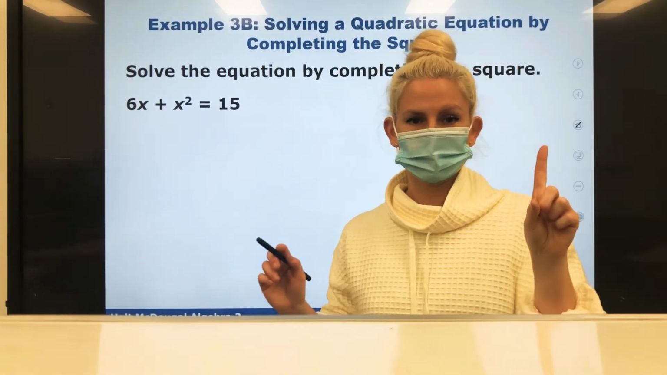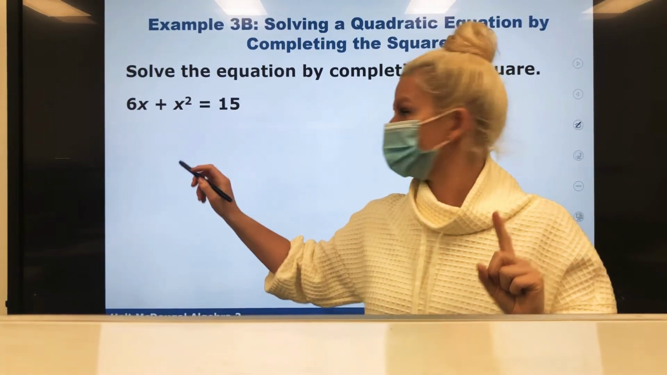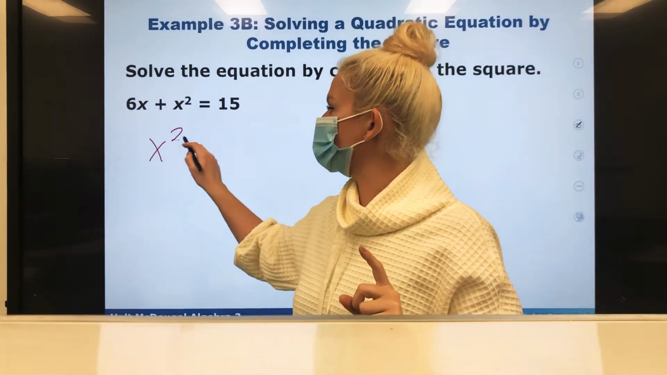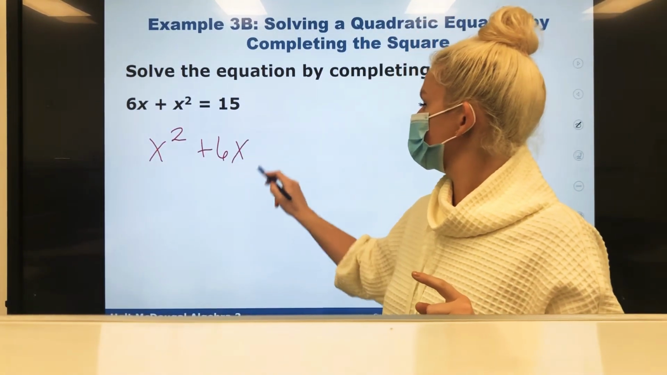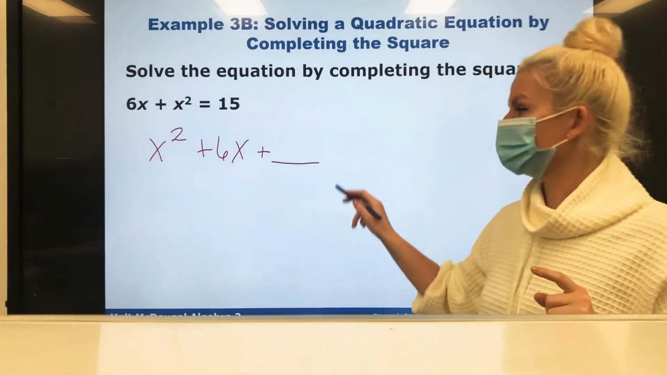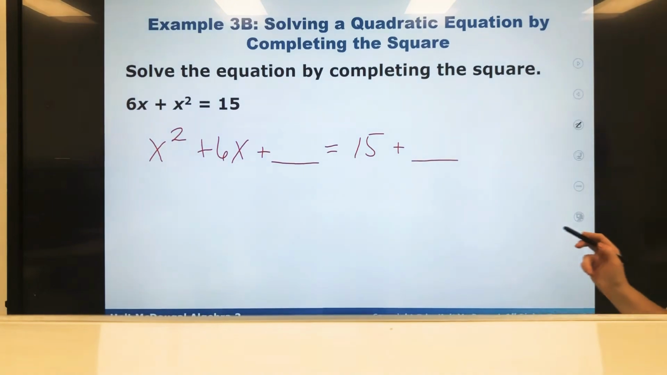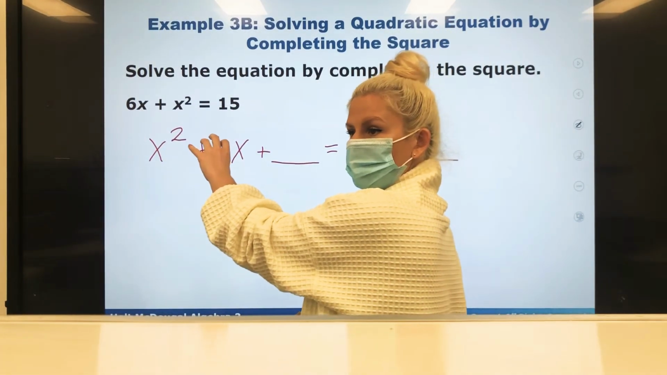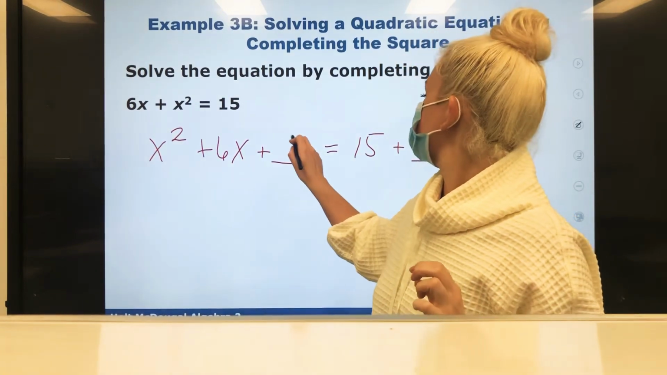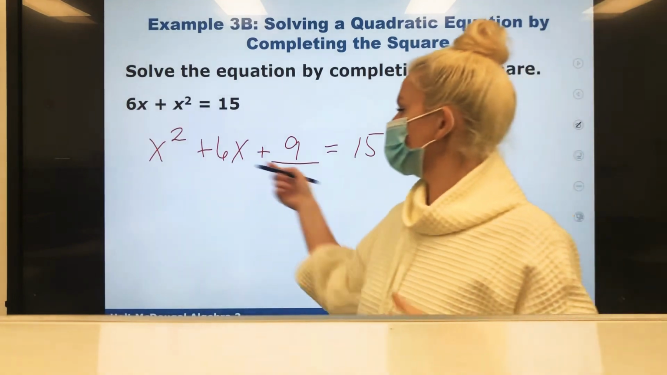So again, my step one, I'm going to do it again just so everybody sees it, is to get my x's all on one side of the equation, and I'm going to put it in order. I want the x squared first, plus 6x, is going to be plus something, equals 15 plus whatever that something is. How do I know what I'm going to add? Half of 6 is 3, and 3 squared is 9. And then I'm going to factor this.